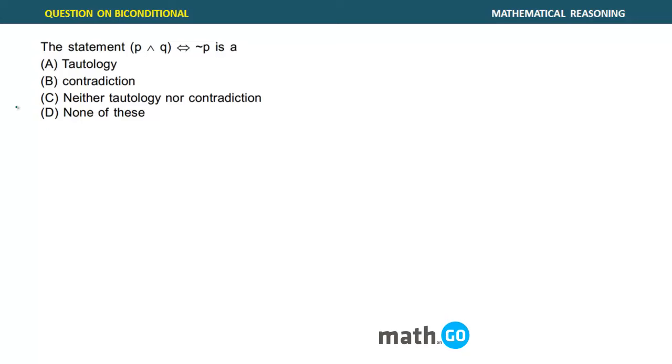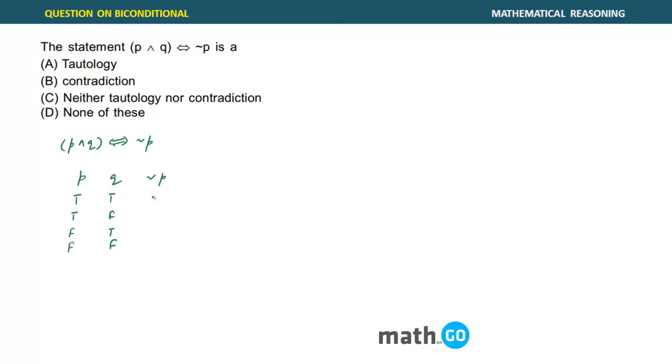So now let's take a truth table question based on bicondition. The statement that is given to you is P and Q bicondition negation P. We are again given P and Q as the only statements, and then we will draw the truth table only according to these two, right? So there will be only 4 rows, and then you have negation P also.